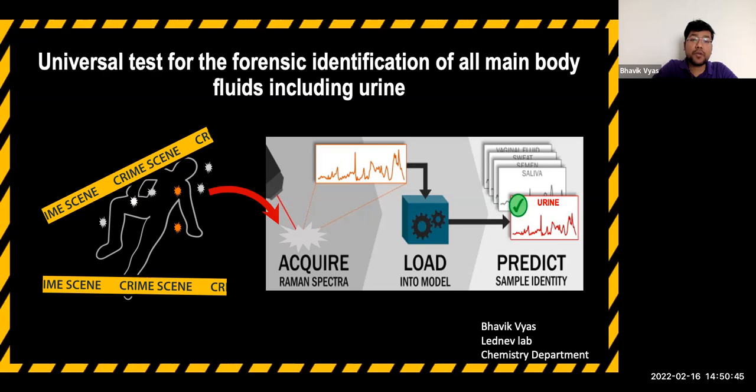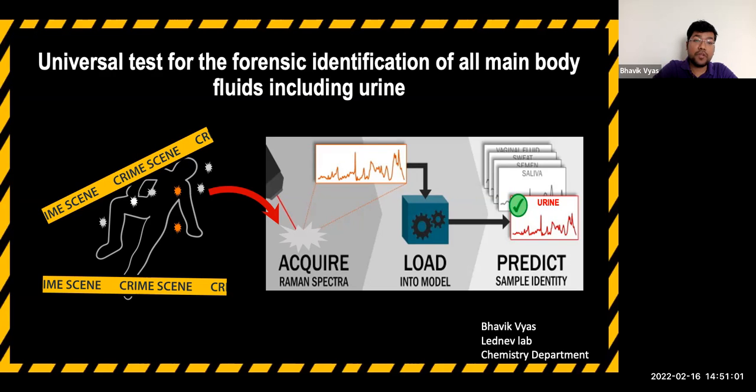A critical aspect of many crime scene investigations is to detect and identify a body fluid stain and preserve it for the DNA extraction. The types of body fluid stain commonly found at the crime scene include blood, saliva, semen, sweat, vaginal fluid, and urine.